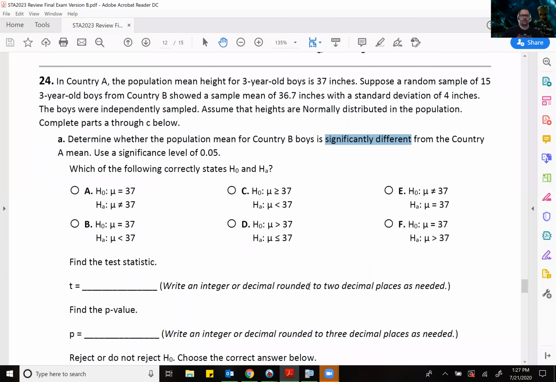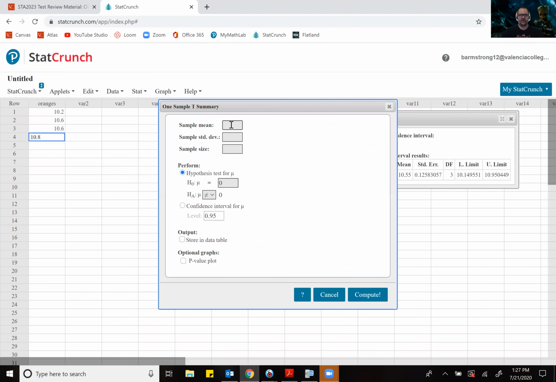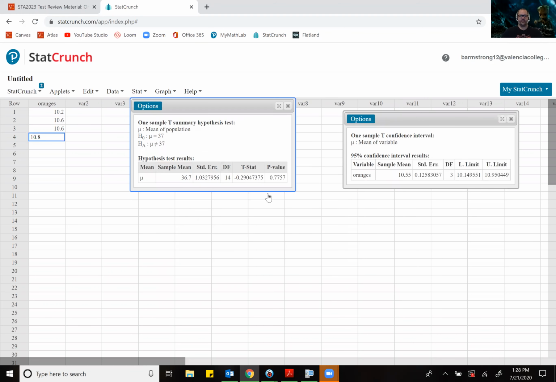Coming back over here to StatCrunch, here's how we would run this in StatCrunch. So Stat, we're running T Stats, One Sample, With Summary. Again, the sample mean is 36.7. The standard deviation is 4. The sample size, 15. And we put 37 here and not equals. Compute. Again, there's all that same information.